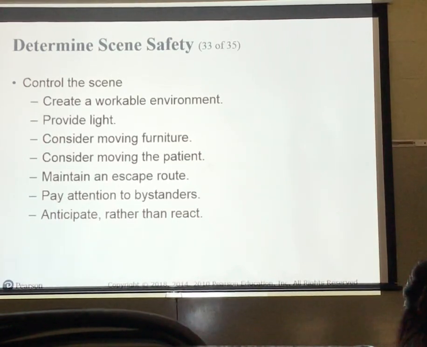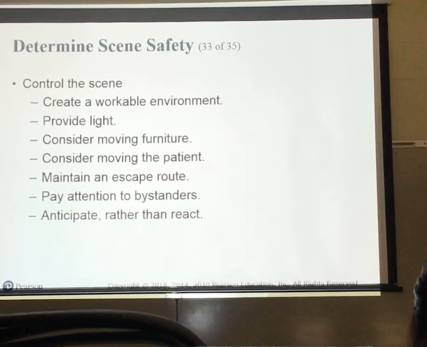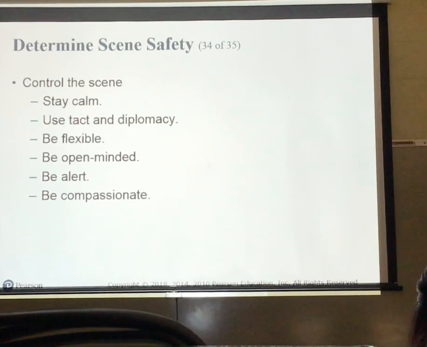If the mood of a crowd turns ugly, you, your partner, and your patient may be in danger. Remember that a concerned crowd poses far less threat than an unruly crowd. Stay in control and anticipate that things will happen before they occur. Initiate action rather than respond to the actions of others. Stay calm. Other team members, the patient, and bystanders will respond more positively if you stay calm.